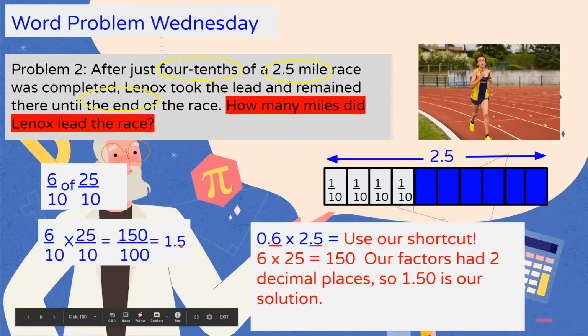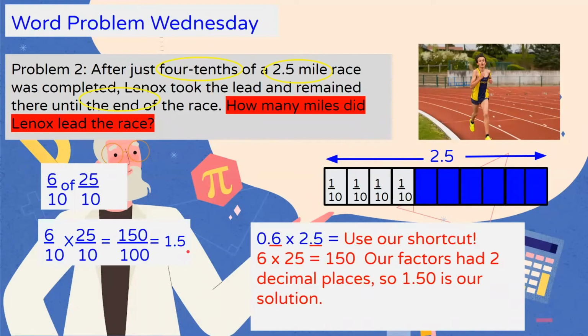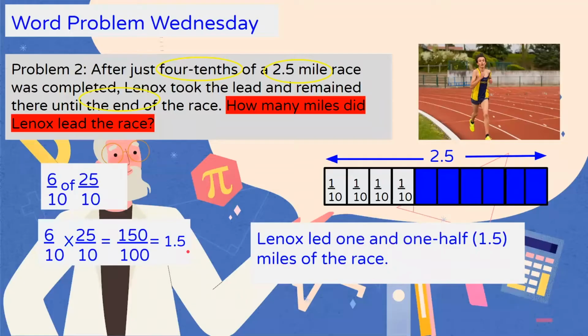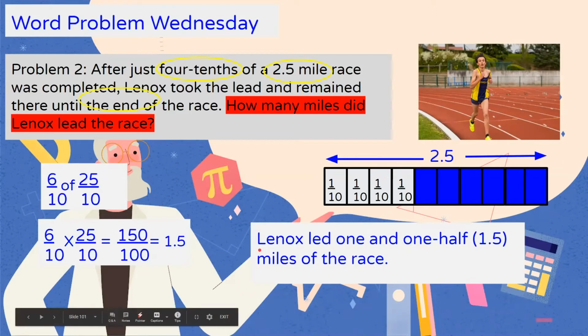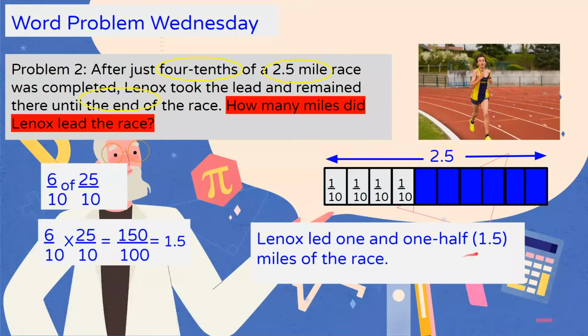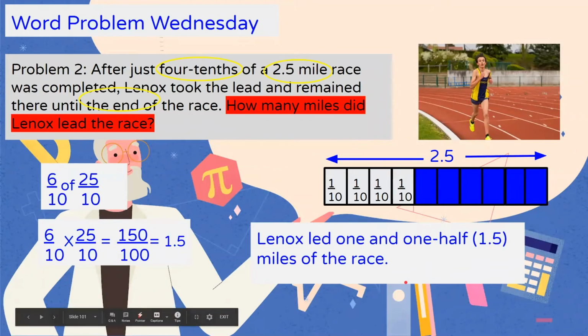It matches our solution from when we multiplied fractions. So we can be pretty certain that we've got the right answer. And that lets us write an answer in words, and answer the word problem. Lenox led 1 1/2, or 1.5 miles of the race.